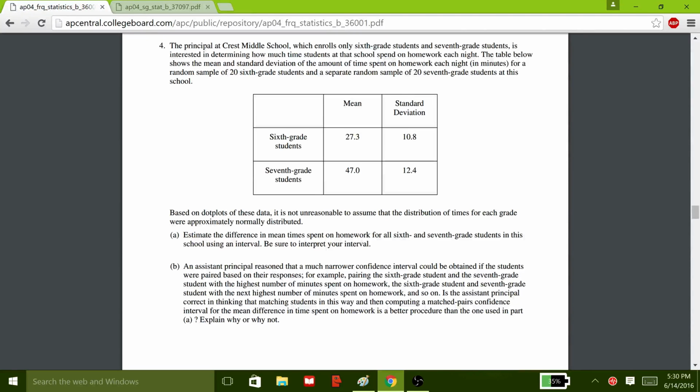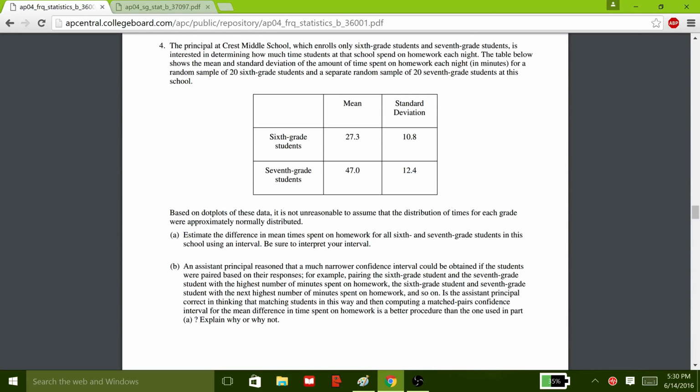The table below shows the mean and standard deviation of the amount of time spent on homework each night in minutes for a random sample of 20 6th grade students and a separate random sample of 20 7th grade students at the school. Based on dot plots of these data, it is not unreasonable to assume that the distribution of times for each grade were approximately normally distributed.